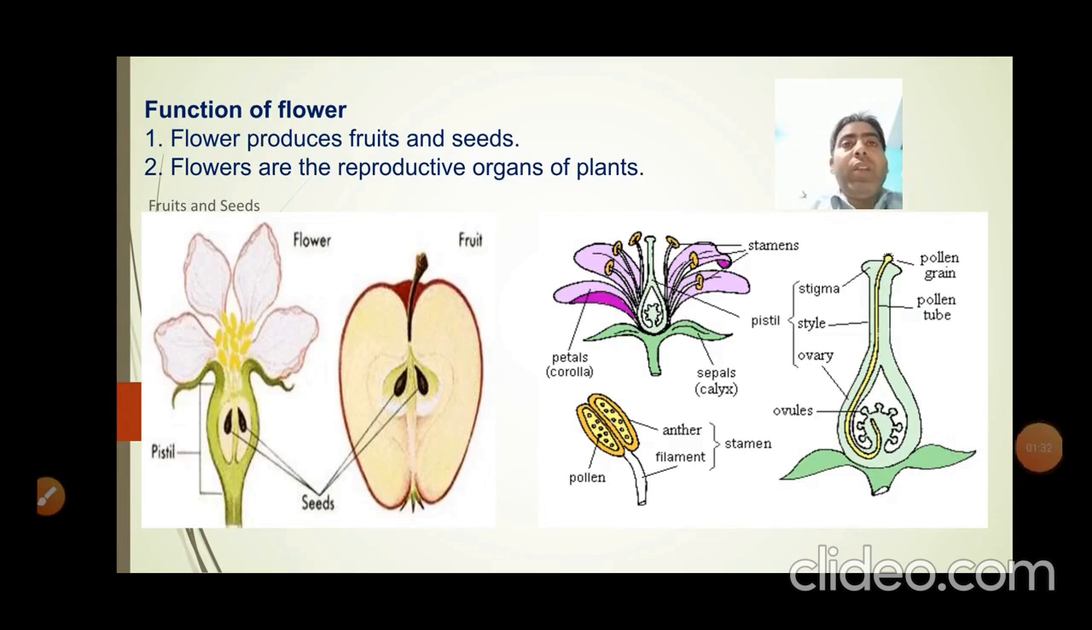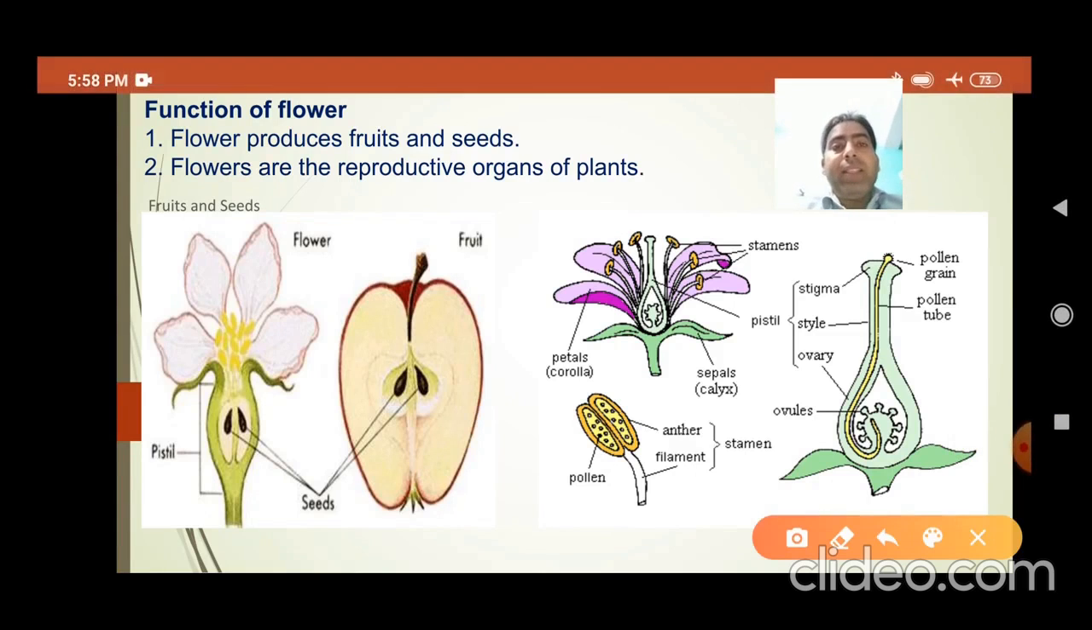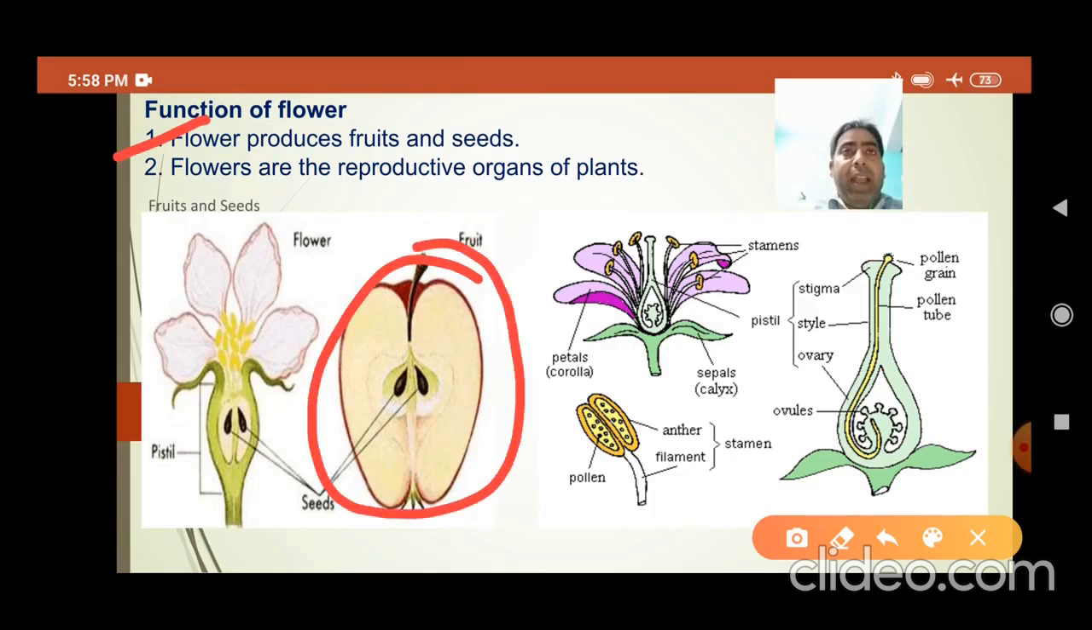What are the functions of flower? First function you can see here: flowers produce fruits and seeds. This is the fruit, and the seed inside you can see here. This is produced by the flowers. These fruits and seeds are formed in the flower by the process known as pollination and fertilization. Pollination we will discuss just now.